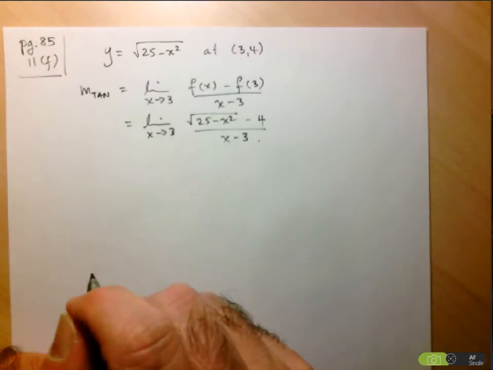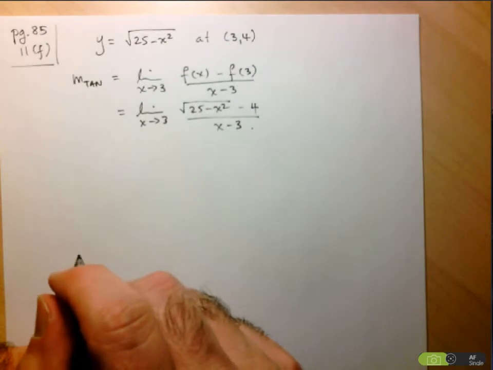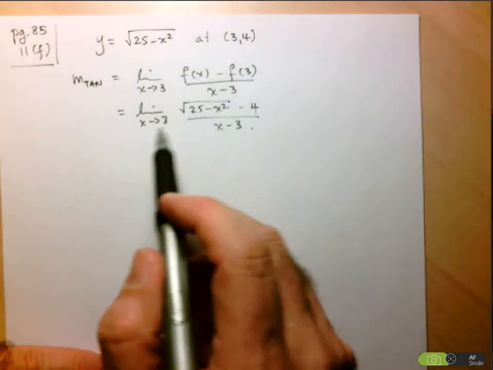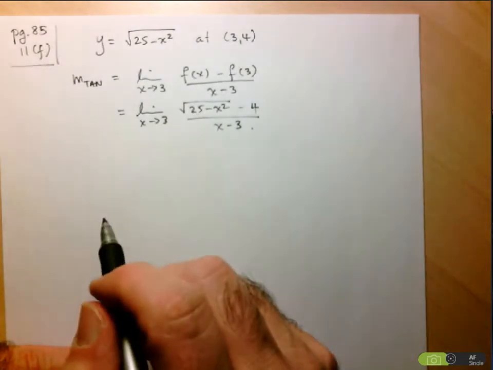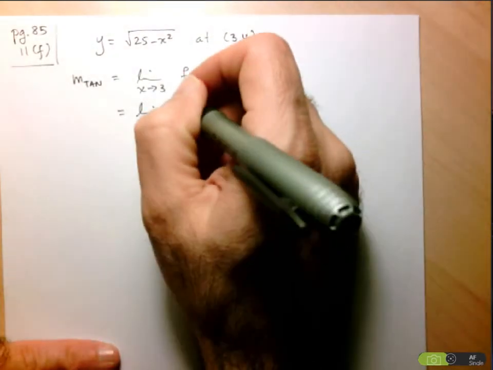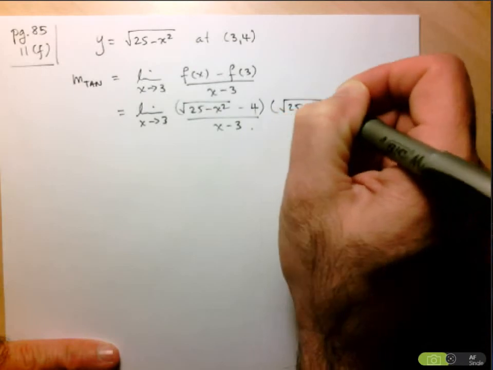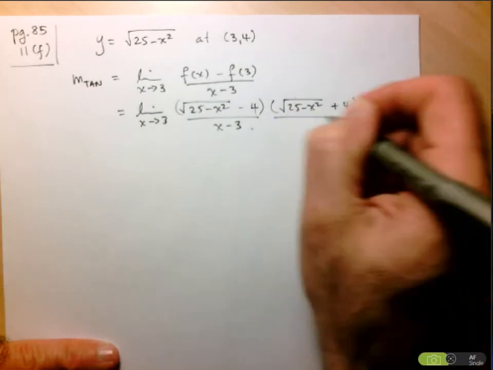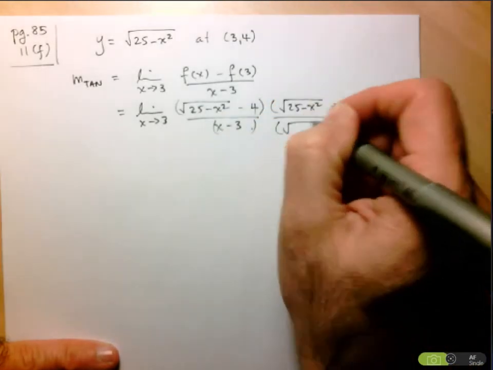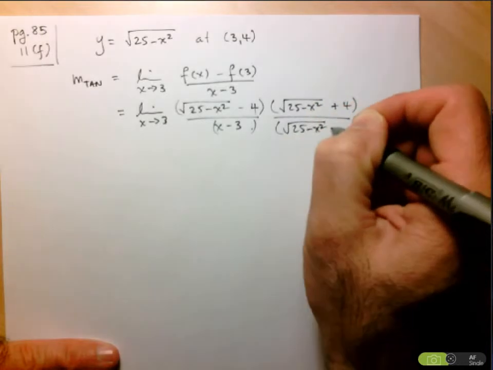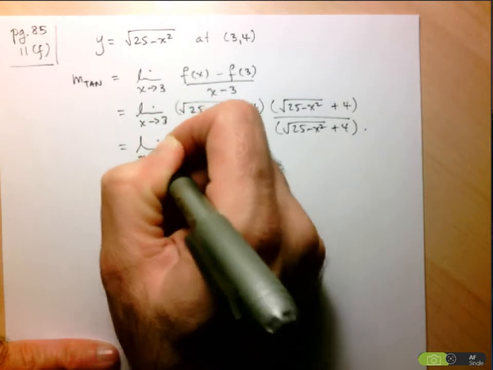As is often the case, we're going to have to do some algebra here to come up with an expression where we can actually evaluate the limit. Since we have a square root, we should be thinking about rationalizing that numerator. So I'm going to multiply the numerator by the square root of 25 minus x squared plus 4, and of course I also need to multiply the denominator by the square root of 25 minus x squared plus 4. Now let's do the simplification.